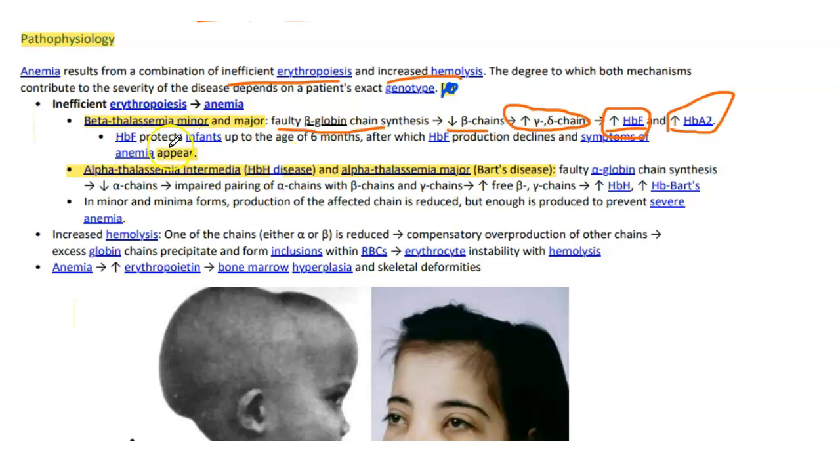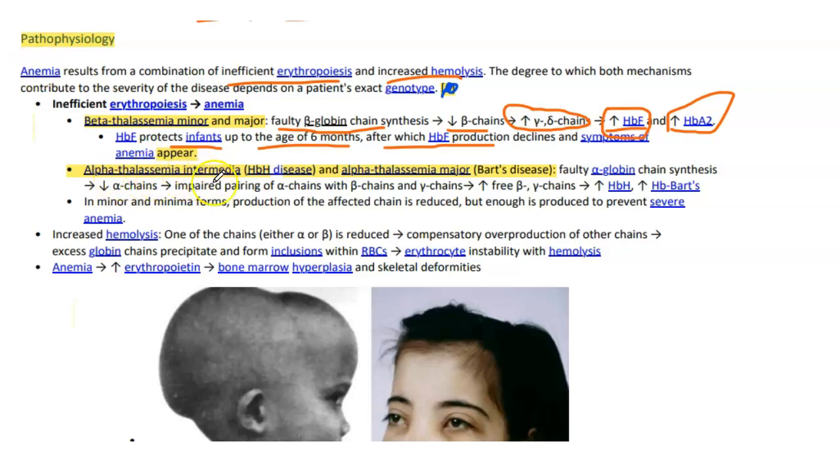HbF is fetal hemoglobin, which is present in infants up to the age of 6 months, after which HbF production declines and symptoms of anemia appear. Normally the HbF is present up to the age of 6 months. After 6 months, the fetal hemoglobin is replaced by adult hemoglobin.